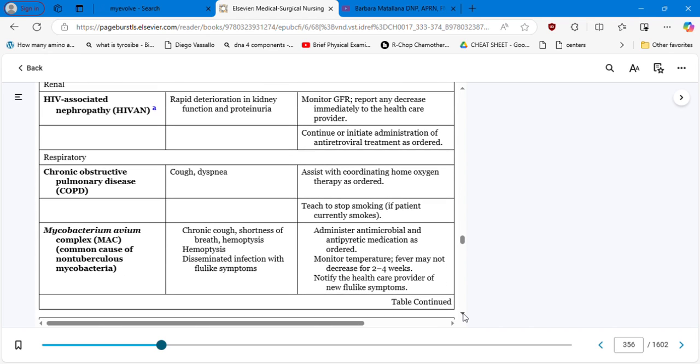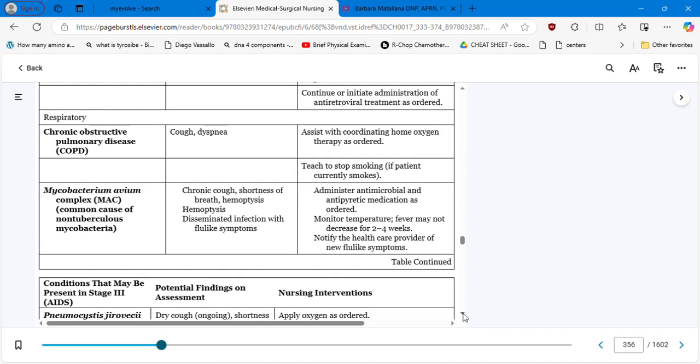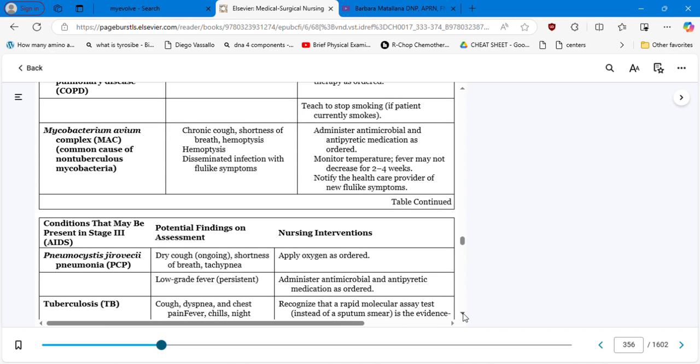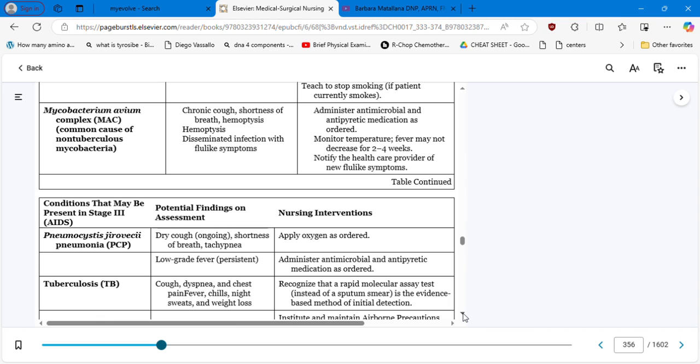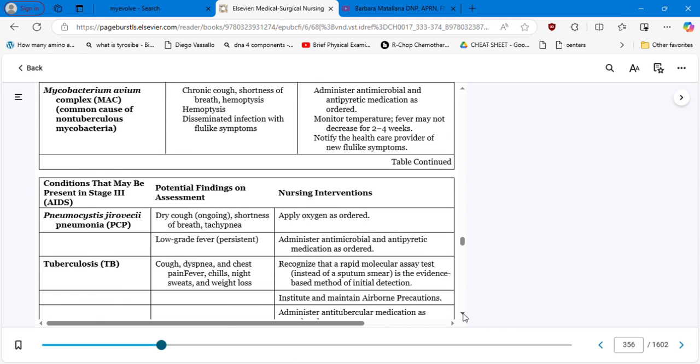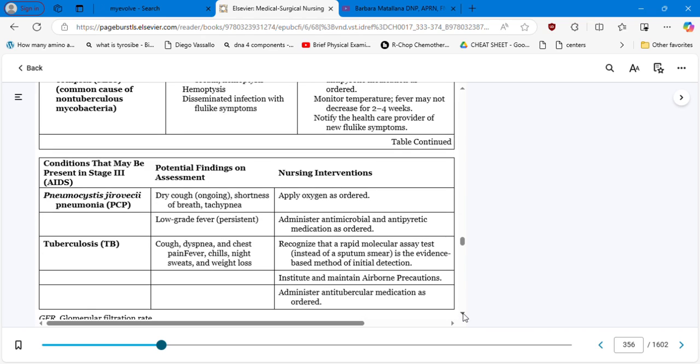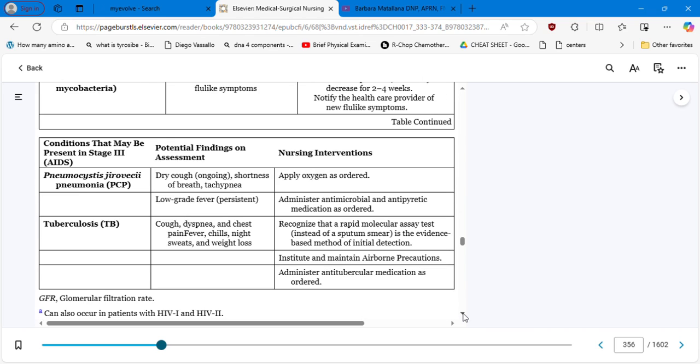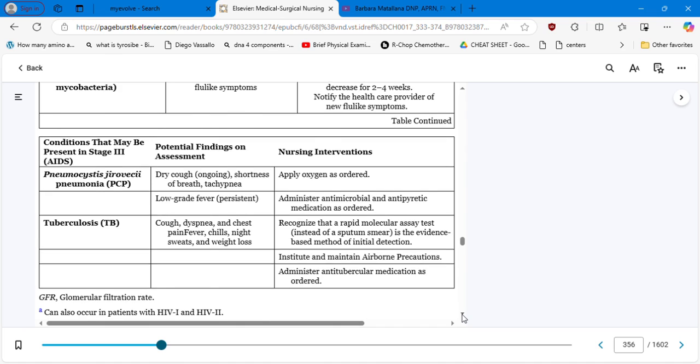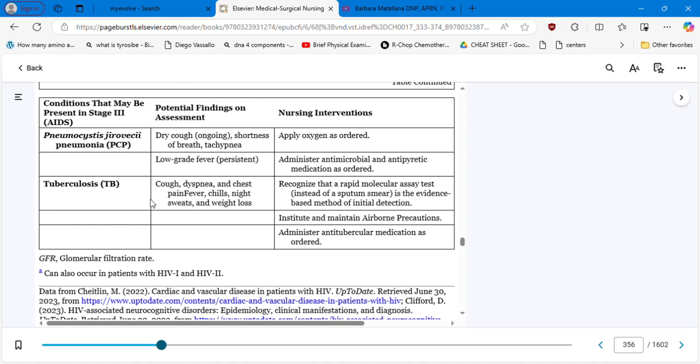Respiratory, chronic obstructive pulmonary disease, Mycobacterium avium complex, common cause of non-tuberculous mycobacteria, and conditions that may be present in stage 3. The list continues. Pneumocystis jirovecii pneumonia. This is very common. Okay, so you need to apply oxygen as ordered. Okay, and that's good to know in terms of pneumocystis.